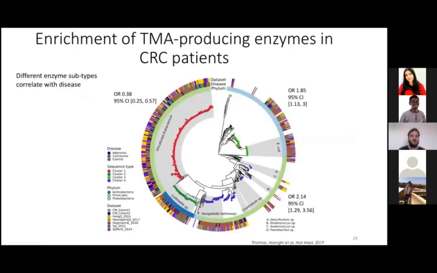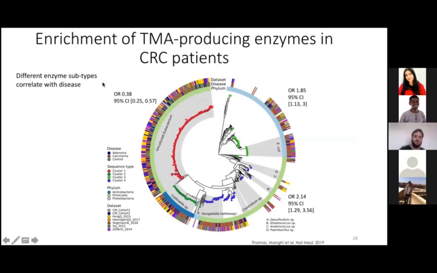So we also found that these enzymes not only were more abundant in colorectal cancer patients, but it also seems that colorectal cancer patients have different types of sequences coming from different microbes. So basically here we have a phylogenetic tree that was built with the CutC sequences coming from the different samples from the metagenomes.